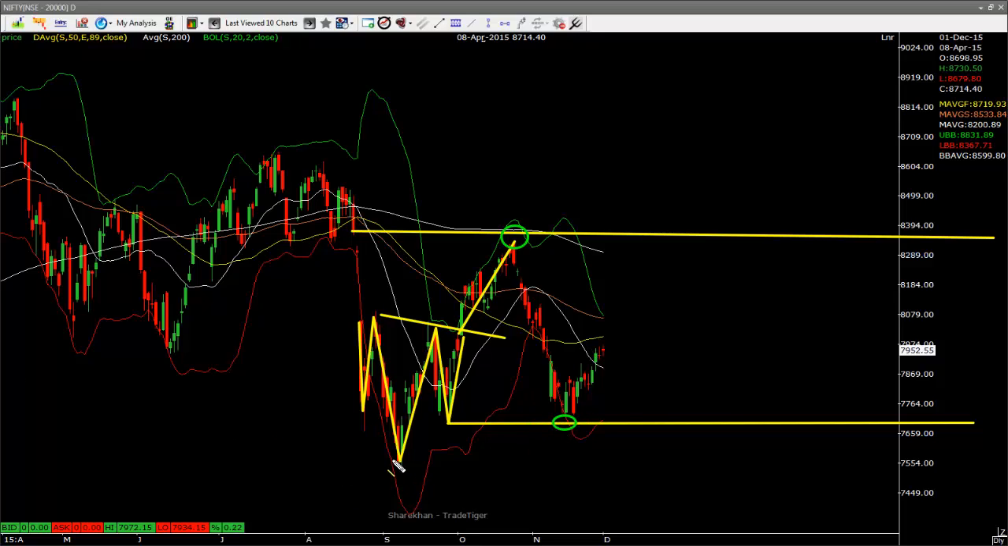I also had marked this as an area of support, but likely I think the market found a lot of buying around the 7,670. Yeah, around this area we started to move up. Now where is the market heading from this point?